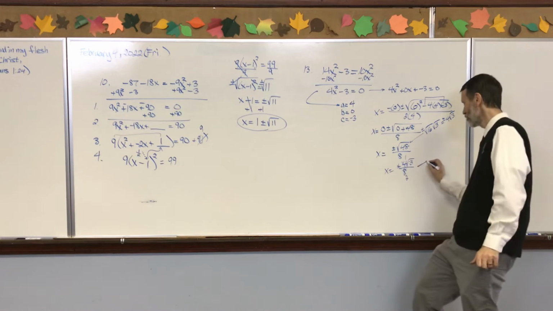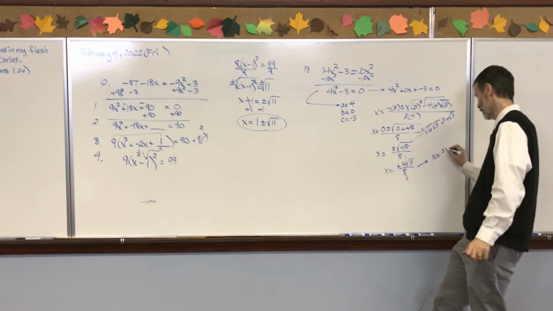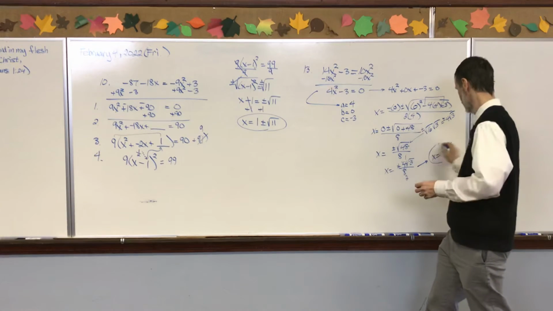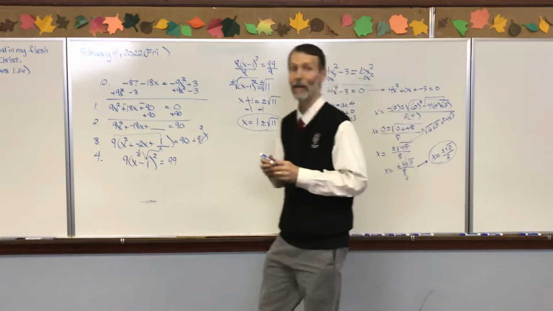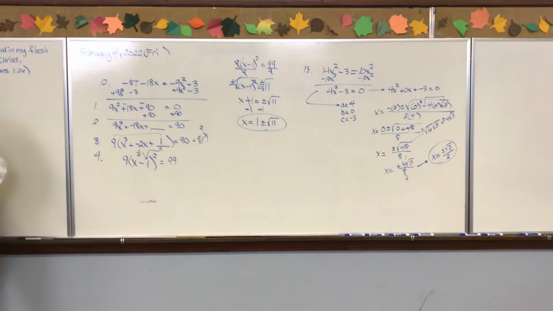So your final answer should be x equals plus or minus, you don't need the 1, although you can put it there if you want, radical 3 over 2. Does that make sense? Right. Can you do 7? 7. Let me take a look.